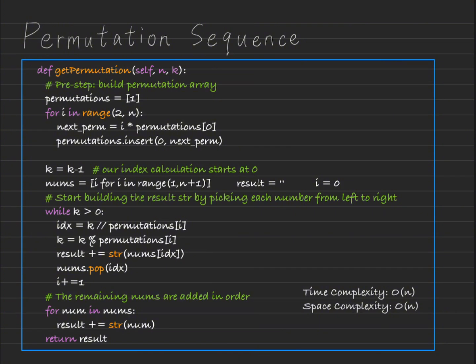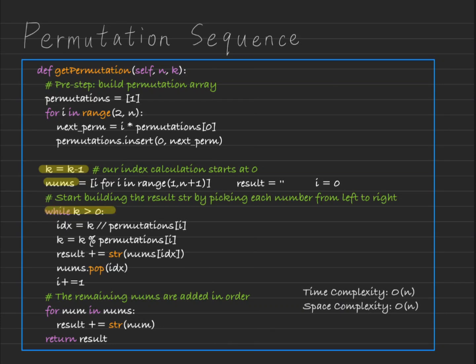This is the Python code of what we just did. First, we'll build the permutation array to tell us how often each spot changes. Then we'll subtract k by 1 to adjust the index. And we initialize a nums array to represent the choices of numbers we have.